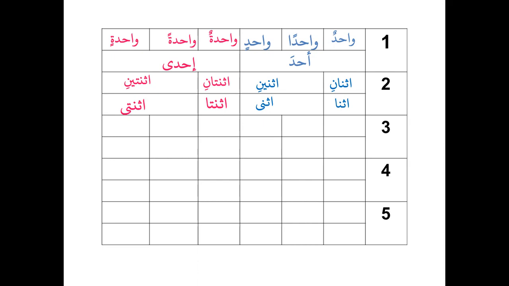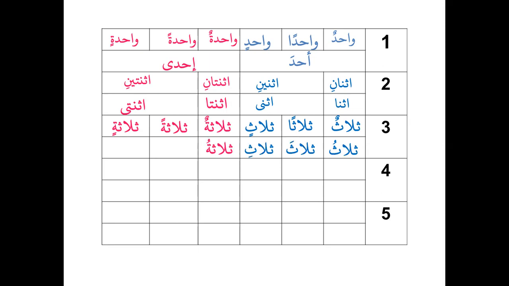So let's start with Thalathun. Now everybody can just run through it. Thalathun, Thalathan, Thalathin. Thalathatun, Thalathatan, Thalathatin. Light version: Thalathu, Thalatha, Thalathi. Thalathatu, Thalathata, Thalathati. Now Arba'un. Arba'an. Arba'in. Arba'atun. Arba'atan. Arba'atin. That's fine. Okay, the light version again, fairly easy.